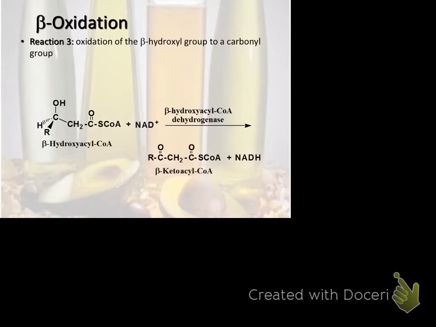Okay. And the fourth step is a cleavage reaction, because we've got to cut off what will become acetyl-CoA. Okay?